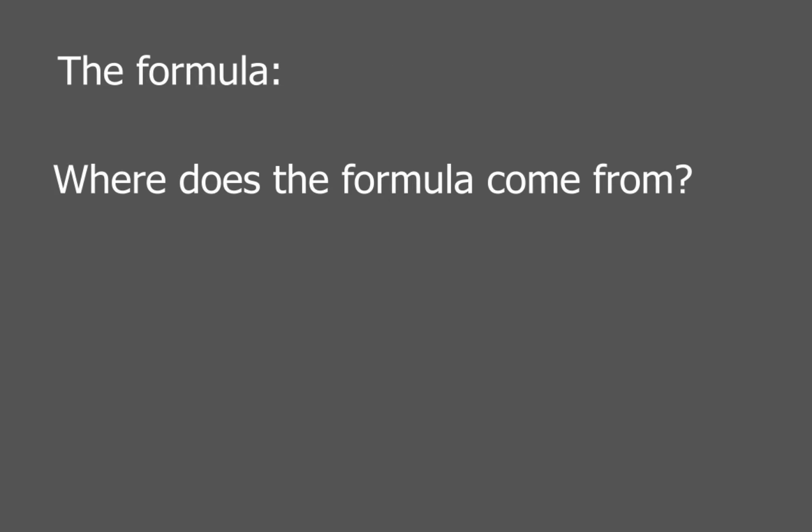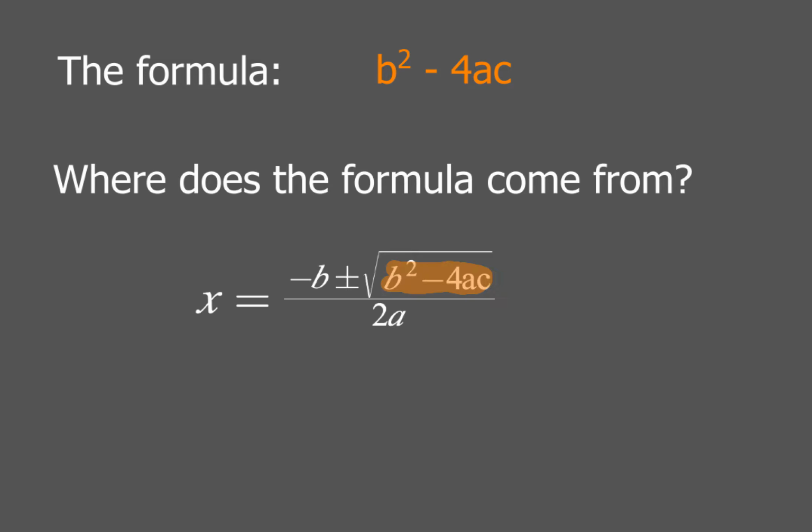Now the first thing you've got to know about the discriminant is what the discriminant is, the formula. And the formula is b squared minus 4ac. And I'm sure you're asking yourself, where does this formula come from? You need to be able to recognize that this formula comes from the quadratic formula. It's a little piece of it, because you can see underneath the square root you have b squared minus 4ac.